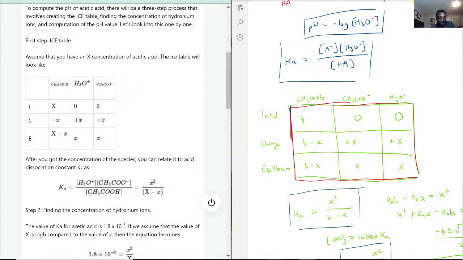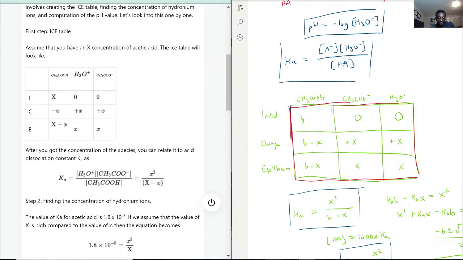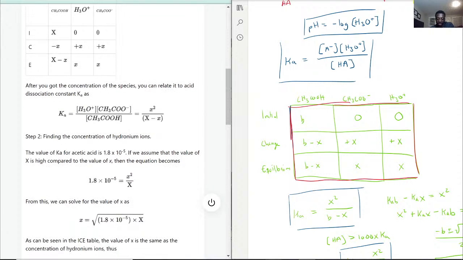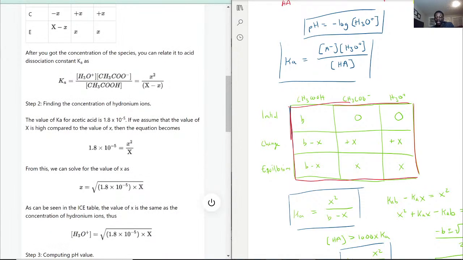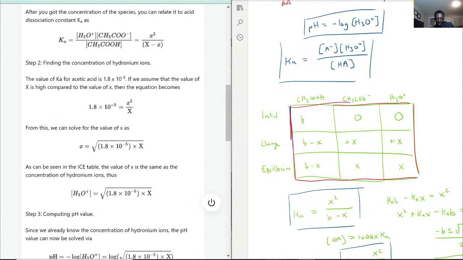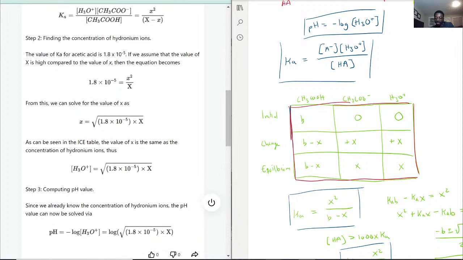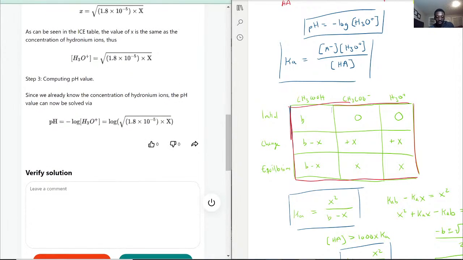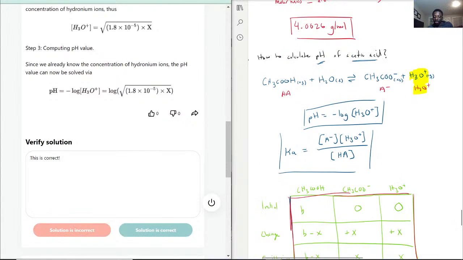Exactly, and they have it here, x squared over x minus x. And exactly, if we assume that the value of x is high, that's what they did here. And exactly, they just take the square roots when you multiply them together, and that is your hydronium ions, and the negative log of that. So this is correct. Whew, what a question breakdown, am I right?